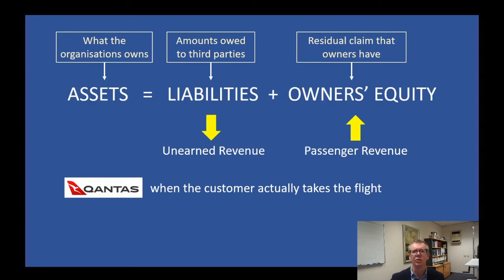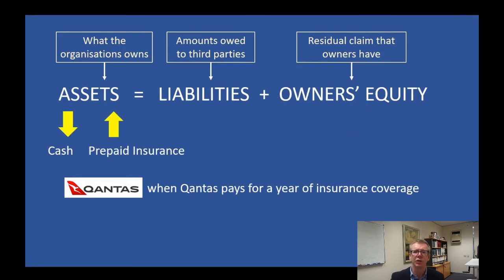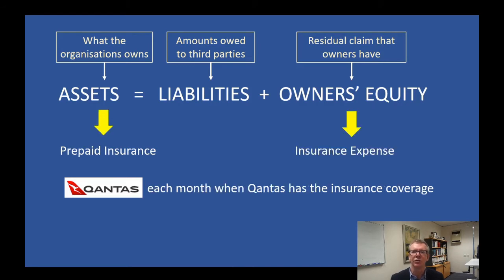The same thing applies to expenses. They might be recognised before paying cash, at the same time as paying cash, or after paying cash. Qantas might pay for a year's worth of insurance for a plane. When that happens, Qantas records an asset, prepaid insurance or something like that, and an asset goes down, that's the cash. Over the year, Qantas will get the benefit of the insurance coverage, so the asset goes down. This is matched by recognising the insurance expense, which makes equity go down. Remember, increases in expenses reduce income, which reduces equity.